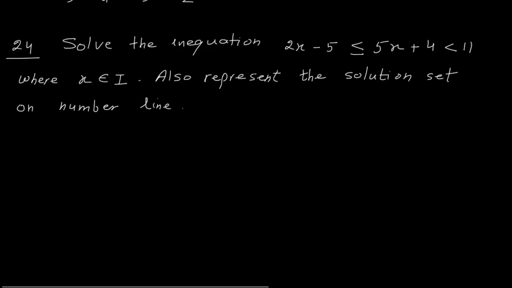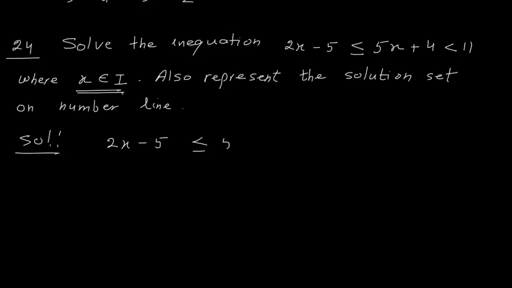Solve the inequation 2x minus 5 less than or equal to 5x plus 4 less than 11, where x belongs to integer. So I will write 2x minus 5 less than or equal to 5x plus 4 less than 11. Now we will split it in two parts.